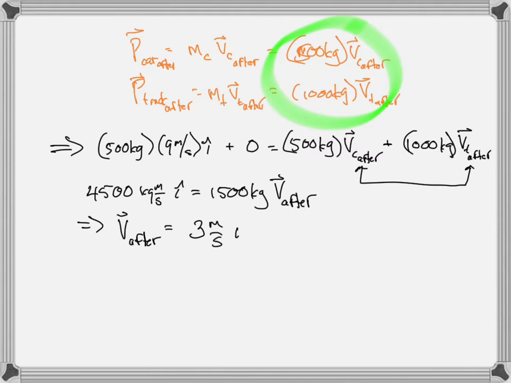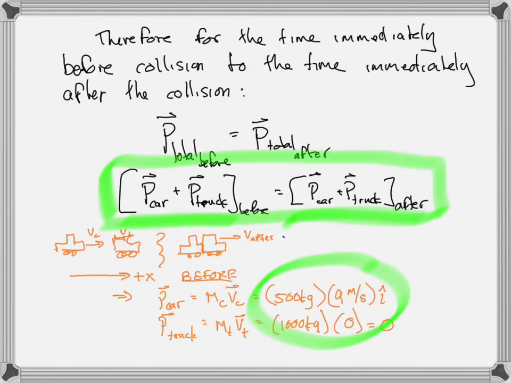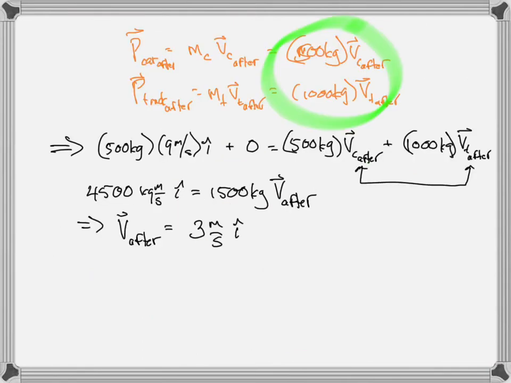Carry your units. That's the velocity of the pair immediately after the collision. So we can go back and say, they're going 3 meters per second immediately after the collision. Sure, they slide to a stop, but that's their velocity immediately after the collision. Notice again, I'm going to say it again, it's a vector equation. You've got to carry the vector signs. You've also got to recognize that if they stick together, they've got the same velocity.